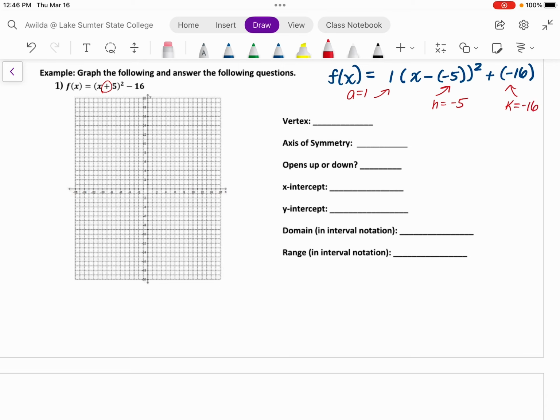Now that I know these three quantities, I can more easily answer the questions below. Let's start with the vertex. The vertex has coordinates h, k. So in this case, the vertex is at the ordered pair negative 5, negative 16. The axis of symmetry is a vertical line that passes through the vertex. So the equation of that vertical line will be x equals negative 5.